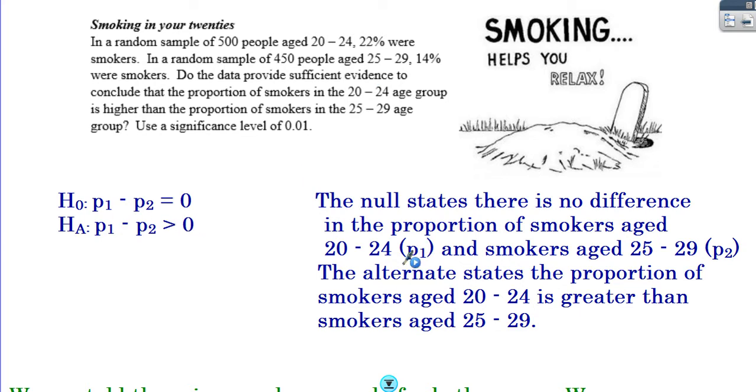So notice what I snuck in here. I didn't take time to separately define what P1 and P2 were, but when I was describing my H0 and Ha, once I established what group 1 was, the proportion of smokers aged 20 to 24, you just sneak in a little P1 there and say, hey, this is what I'm calling P1. The smokers aged 25 to 29, sneak in a little P2 there. And then again, just state your alternate. So now once you establish that, you can refer to these groups as group 1, group 2.